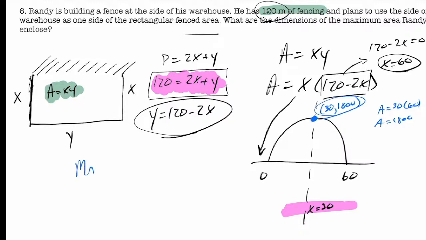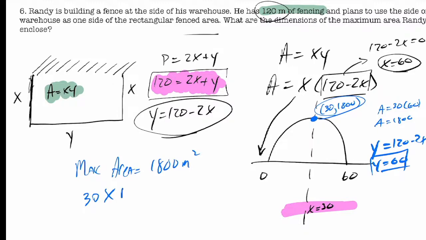So for this question here, the max area is 1800 square meters, and the dimensions of this are going to be 30 in the x, by your y value, you can sub it back in, to which you get 60. So this is 30 times 60.